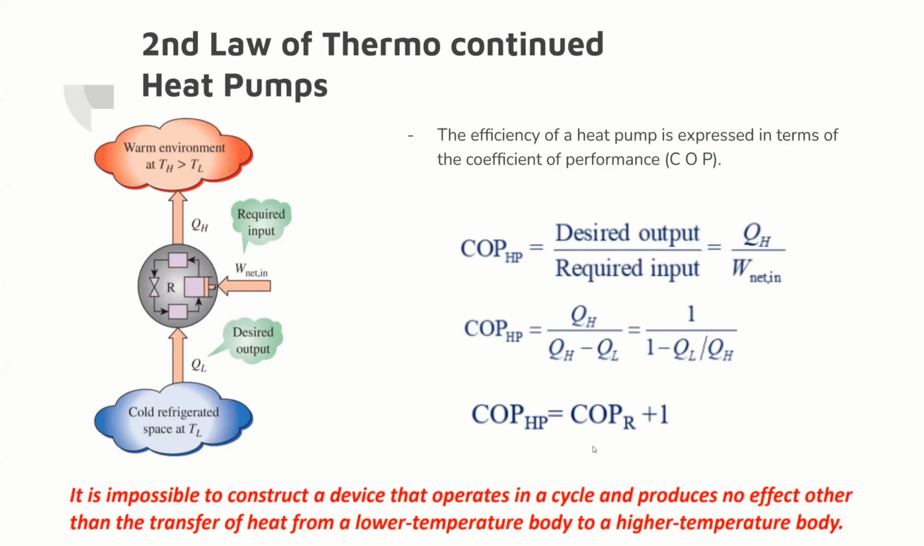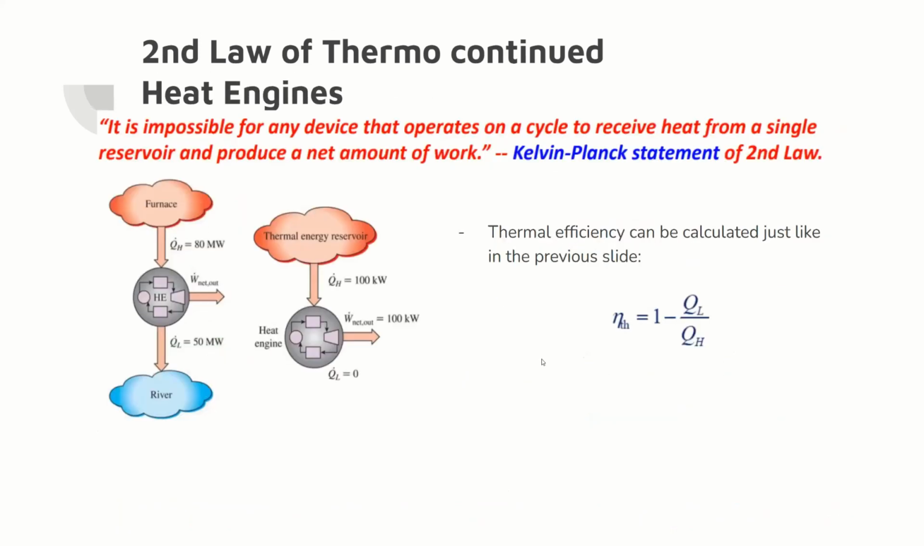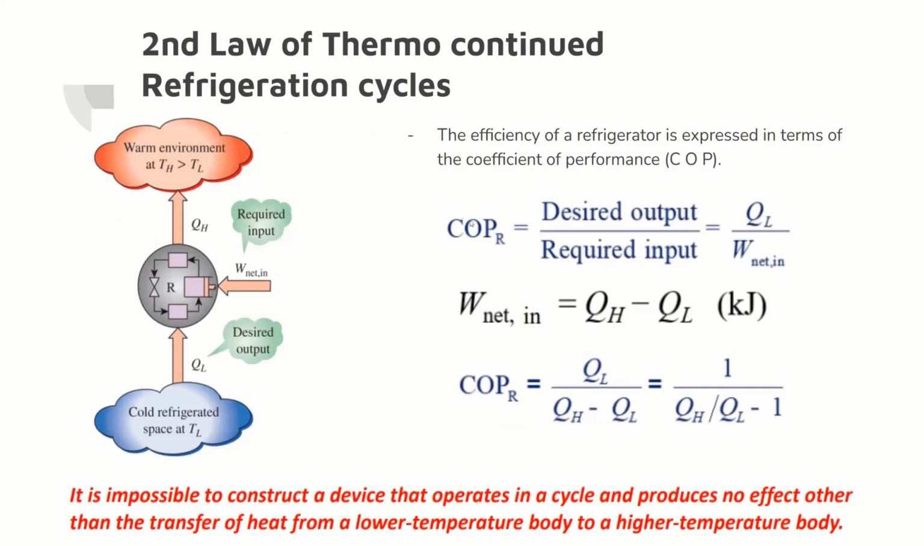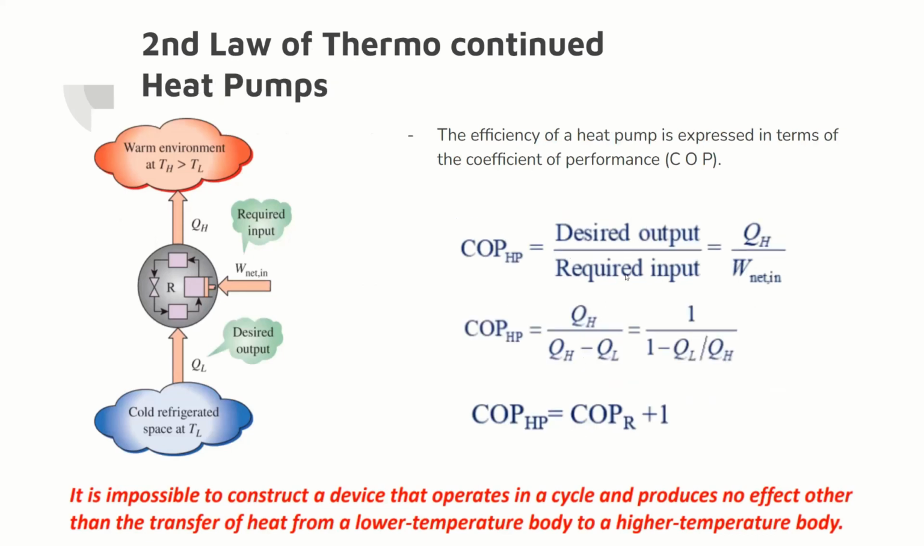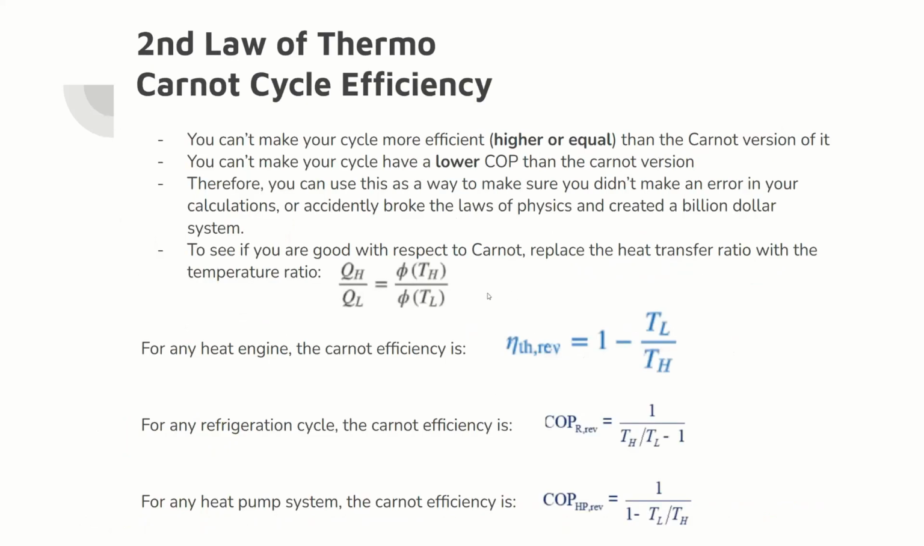And well, this isn't really needed, but the coefficient of performance of a heat pump is equal to the coefficient of performance of a refrigerator plus 1. One very important thing to note, again: thermal efficiencies are always equal to or lower than 1, whereas coefficients of performance are either equal to 1 or above. It's very important to know.